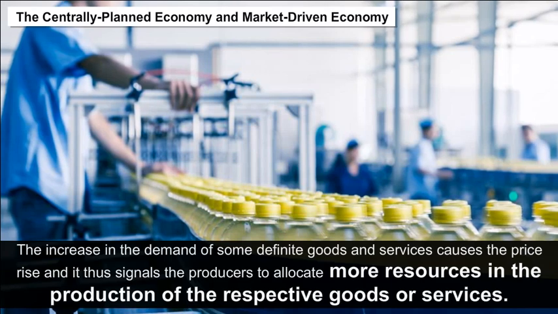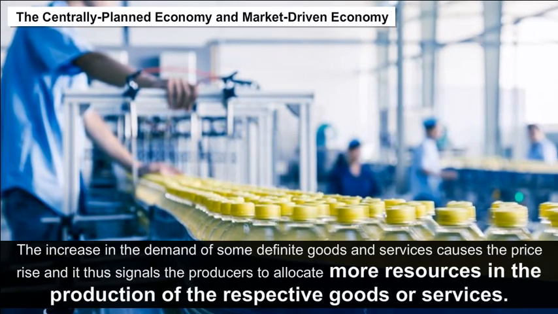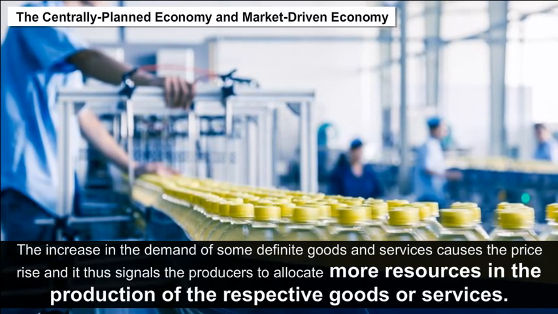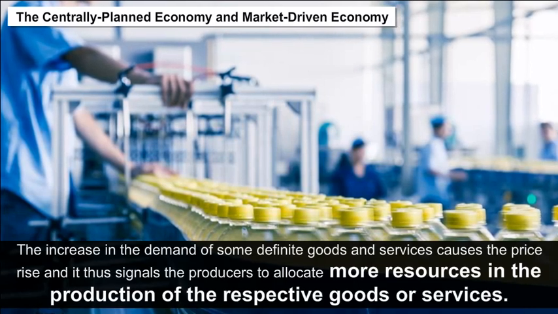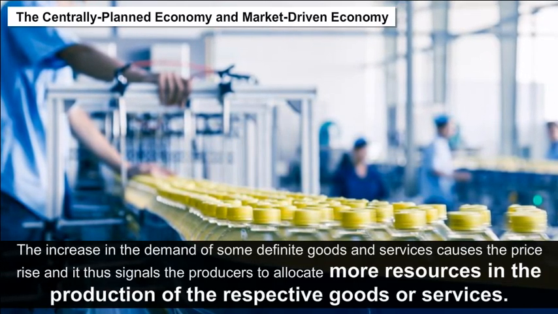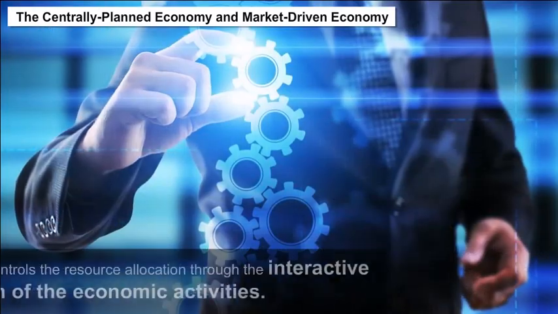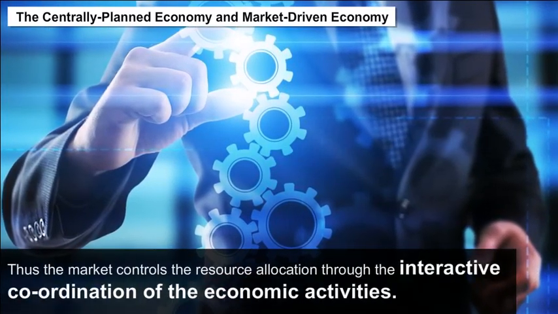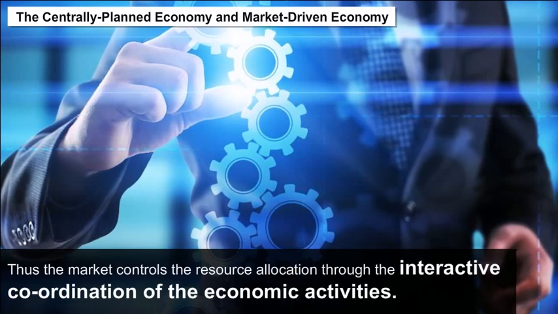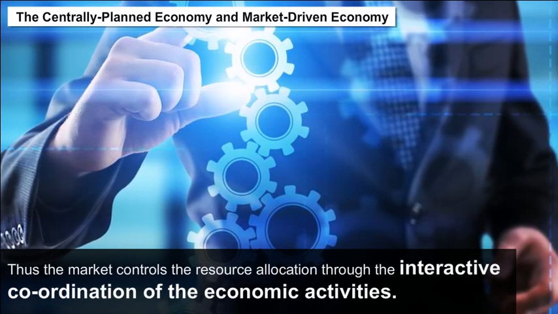The increase in the demand for some definite goods and services causes the price to rise, and it thus signals the producers to allocate more resources in the production of their respective goods or services. Thus, the market controls the resource allocation through the interactive coordination of the economic activities.